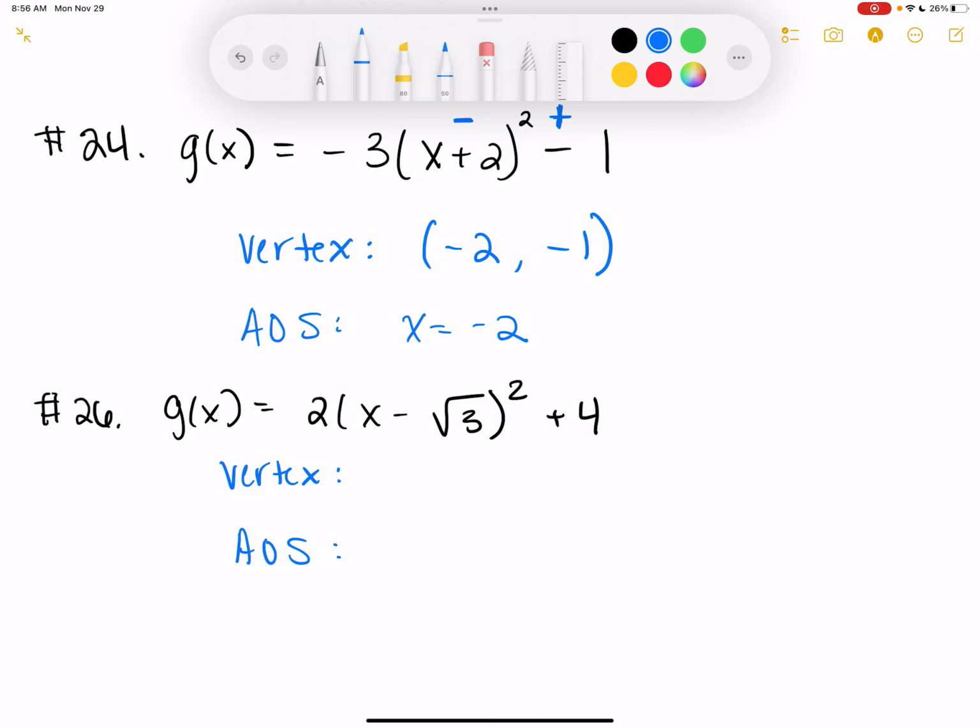Okay, so this is negative, this is positive. Square root of 3, squared, is 3, right? And I already have 2. The axis of symmetry is x equals the square root of 3. Yep. Why wouldn't it be that one?